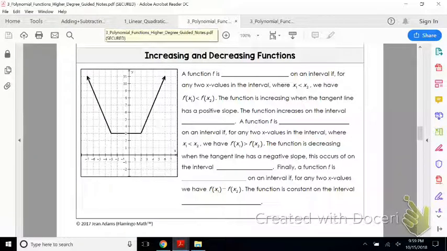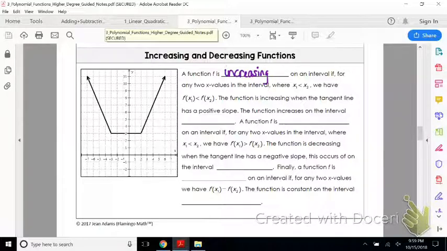And increasing and decreasing functions. So a function f is increasing on an interval if for any two x values in the interval where the first one is smaller than the second one, the y value of the first one is smaller than the y value of the second one. The function is increasing when the tangent line has a positive slope. So increasing just means it's going up.